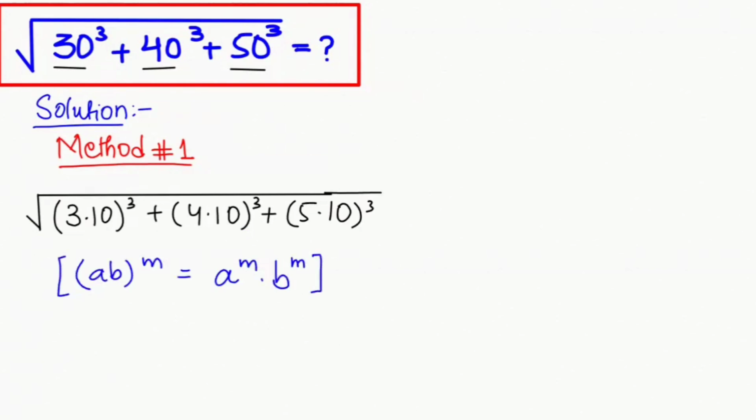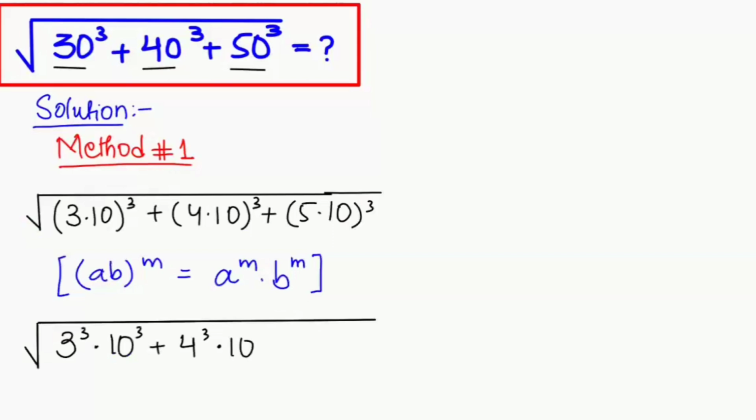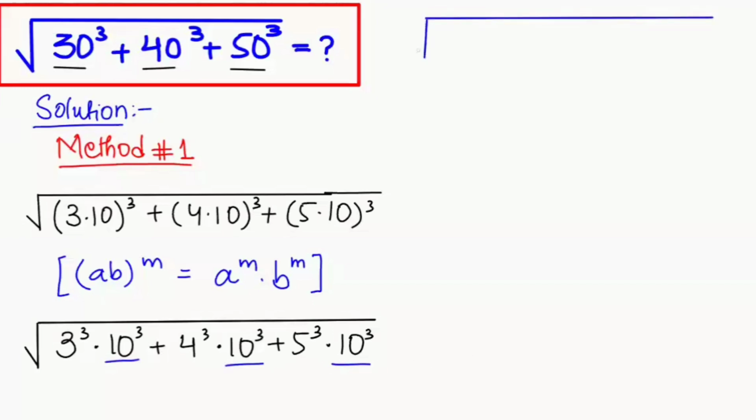So this equation turns to 3 to the power of 3 times 10 to the power of 3 plus 4 to the power of 3 times 10 to the power of 3 plus 5 to the power of 3 times 10 to the power of 3. In the next step, I am going to take the common factor of 10 to the power of 3. Ten to the power of 3, and here 3 to the power of 3 is remaining, plus 4 to the power of 3 is remaining, plus 5 to the power of 3 is remaining.